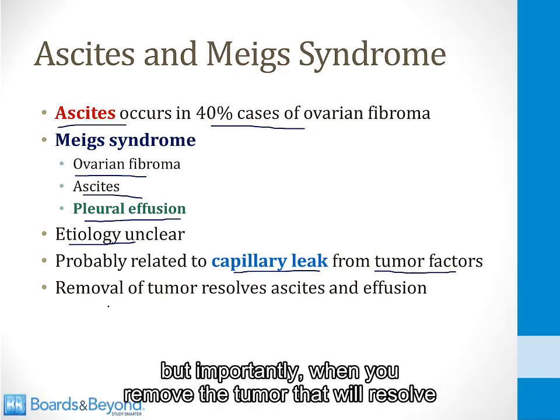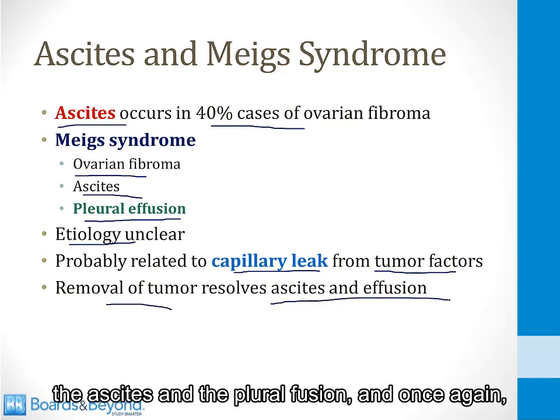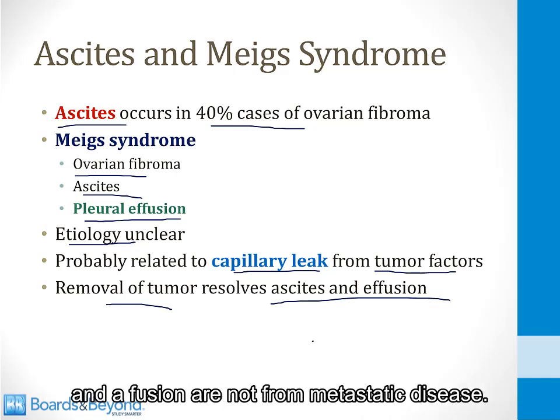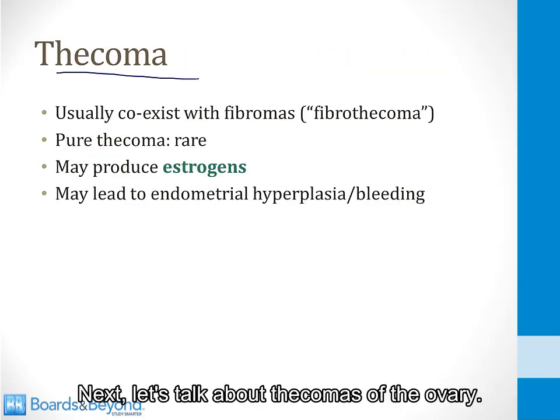But importantly, when you remove the tumor, that will resolve the ascites and the pleural effusion. And once again, this is because this is a benign tumor and the ascites and effusion are not from metastatic disease. Next, let's talk about thecomas of the ovary.